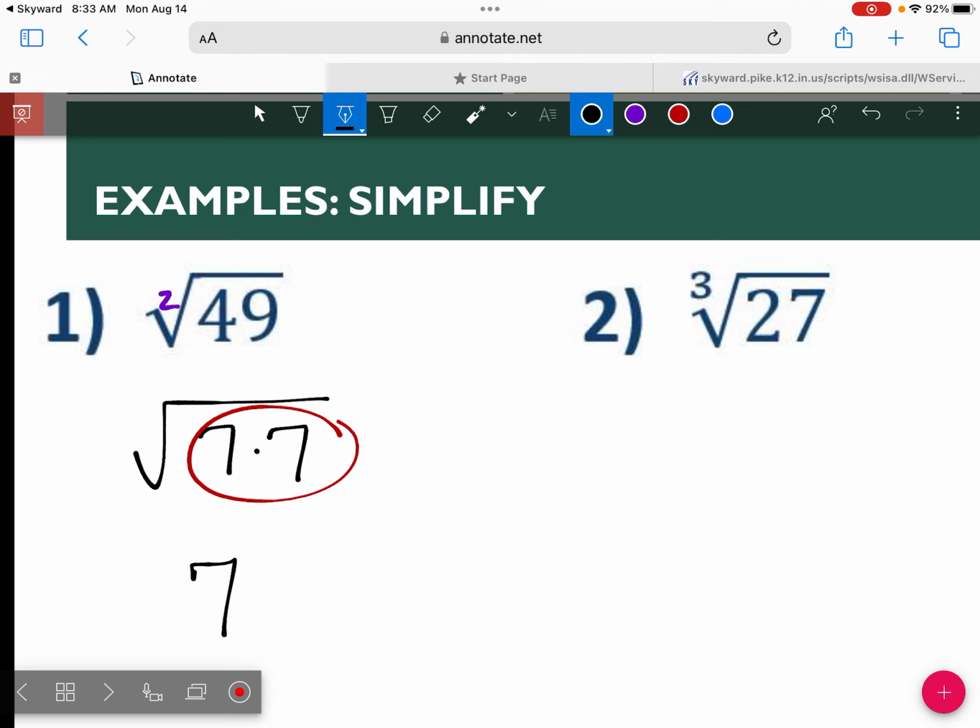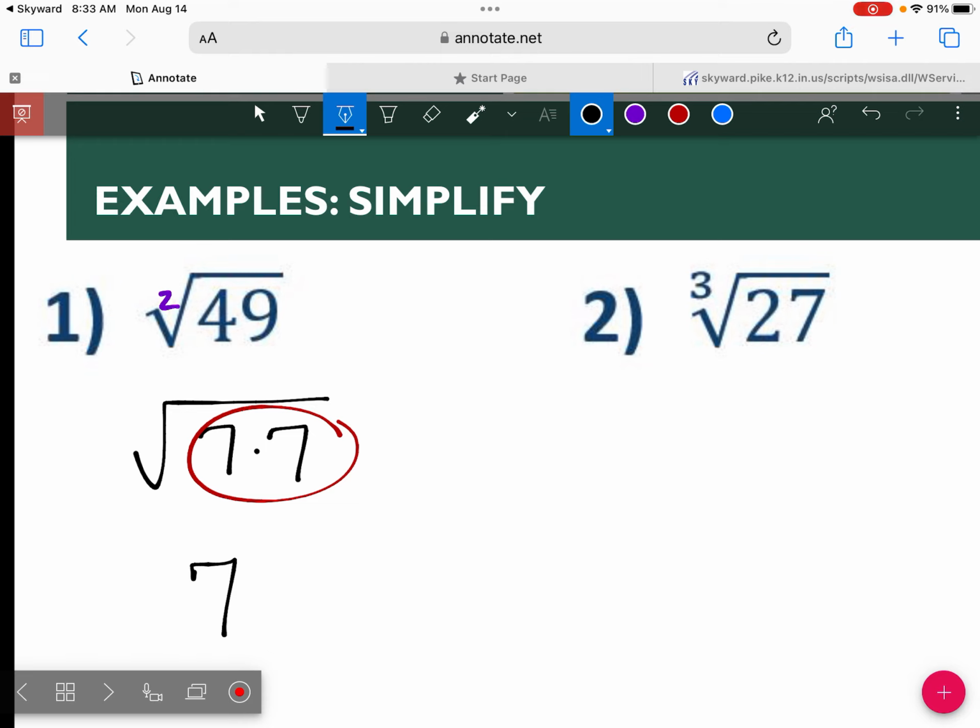For number 2, though, now instead of looking for a pair, I need a group of 3. And I didn't write the perfect cubes on the board. I'm going to write a couple of them. So 2 times 2 times 2 is 8. 3 times 3 times 3 is 27. 4 times 4 times 4 is 64. 5 times 5 times 5 is 125. And I don't know the rest. I think 6 times 6 times 6 is 216. Is it?